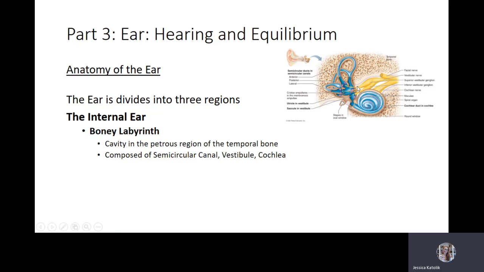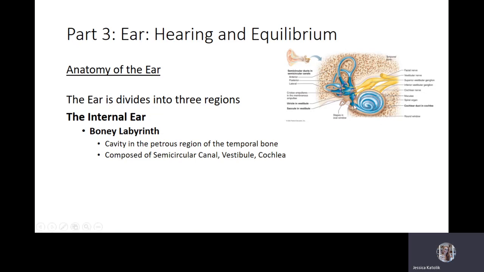There is going to be the vestibule. Vestibule in Latin is an entryway, and so this is going to be the entry hallway of the inner ear. And there are going to be special structures in here that are going to be responsible for understanding linear acceleration.